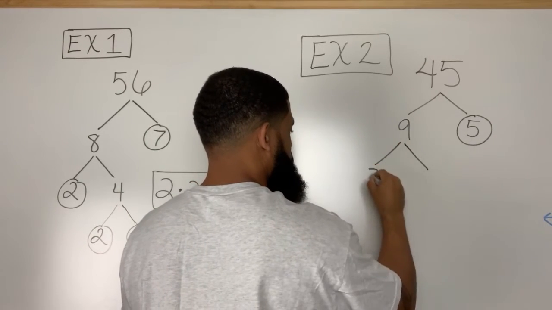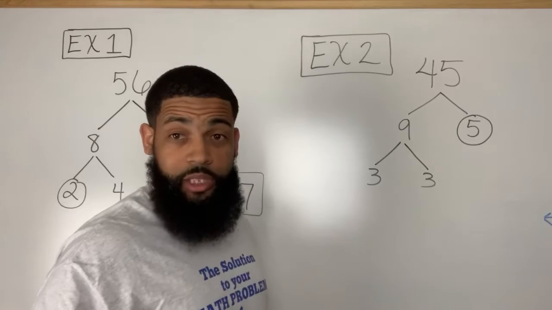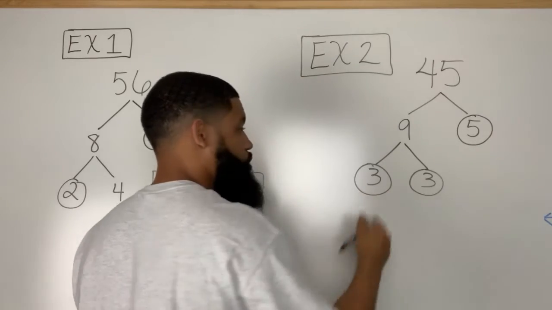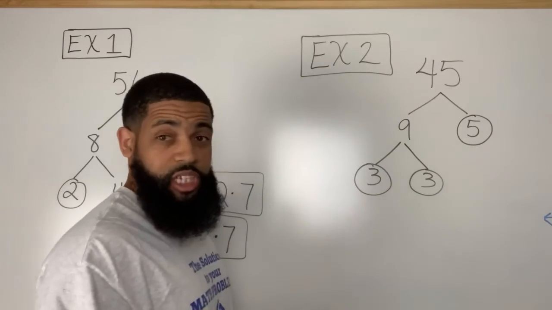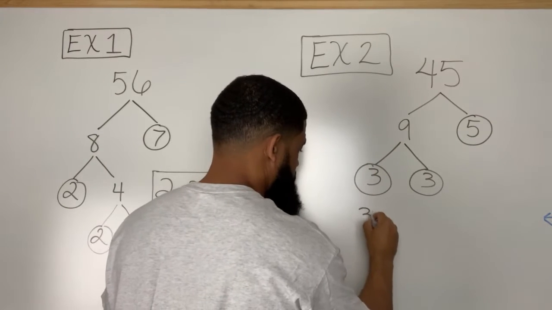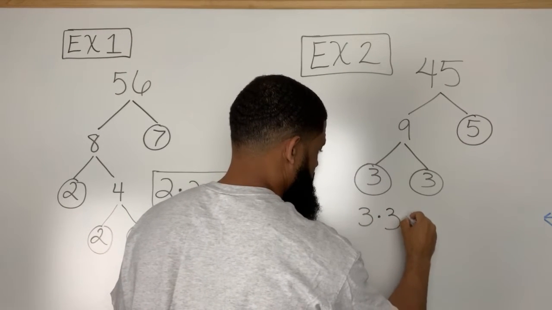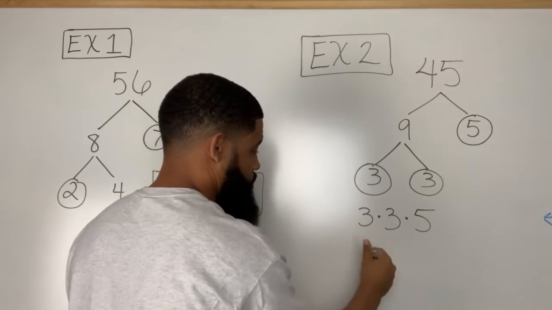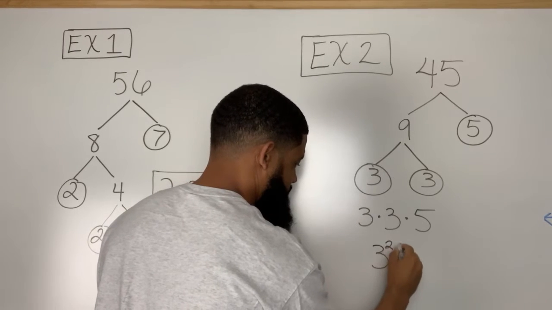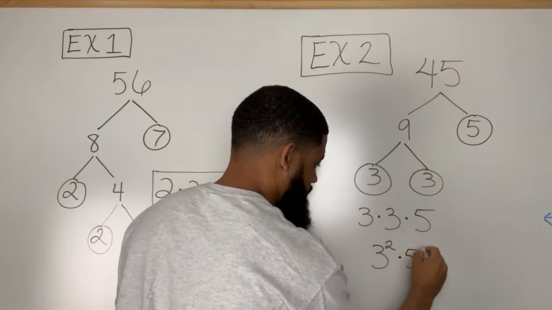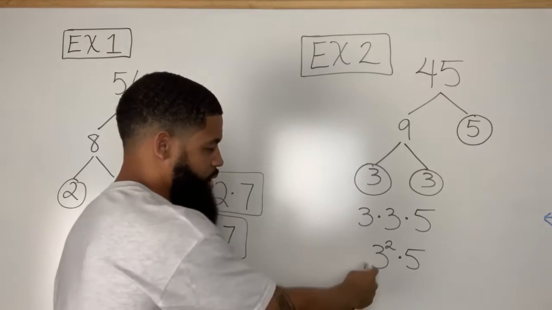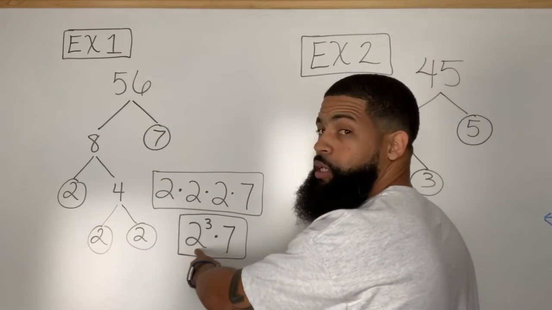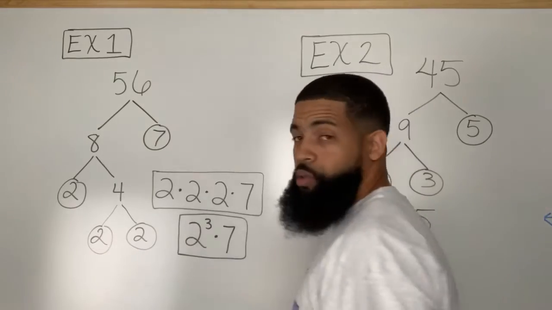9 can be broken down to 3 times 3, or tree times tree, as I like to say. And then we're going to circle those. 3 and 3 are both prime, so now the prime factorization of 45 can be written as 3 times 3 times 5. We can also write that using exponents because I have 3 and 3, so 3 to the second power times 5. And just kind of, if you think about it, 3 to the second power is 9. 9 times 5 is 45. Same thing over here. 2 to the third power is 8. 8 times 7 does equal 56.